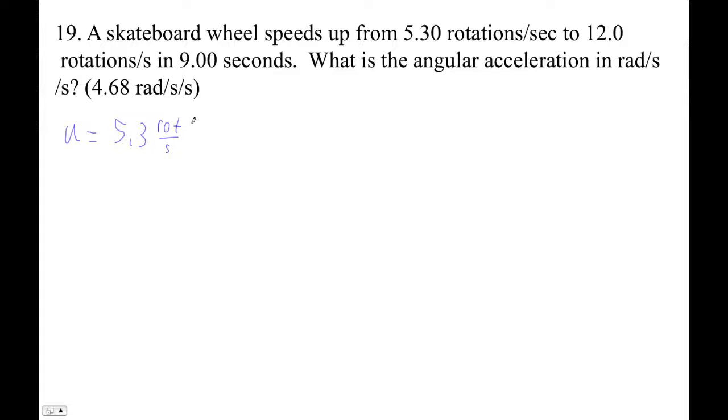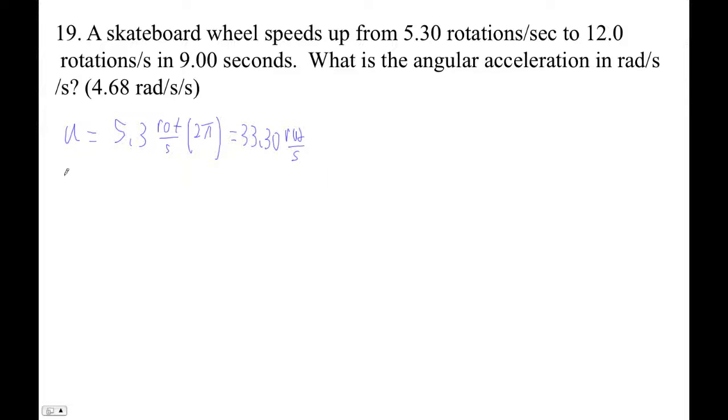So this is as simple as multiplying by 2 pi, right? Because every rotation is 2 pi radians. So 5.3 times 2 times pi. Store that in U, because that's my initial. 33.30. And that's radians per second, right?